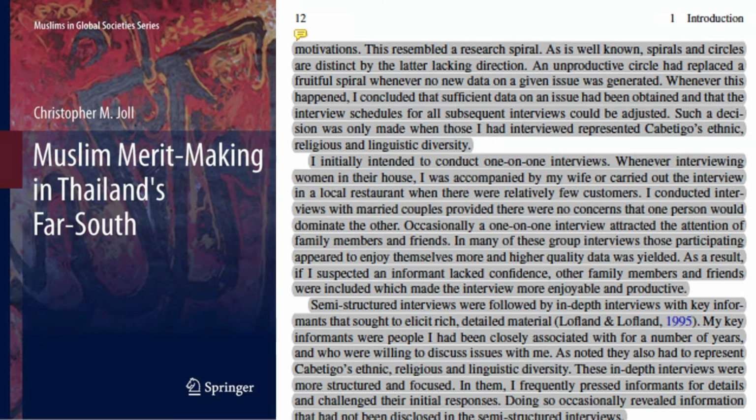So I did a large number of semi-structured interviews, but these were followed by some in-depth interviews with key informants. Now, the concept of key informant is one that I've already mentioned. They are people who are particularly knowledgeable or influential, or people that you have a close relationship with and who are able to give in-depth answers to sometimes tricky questions.